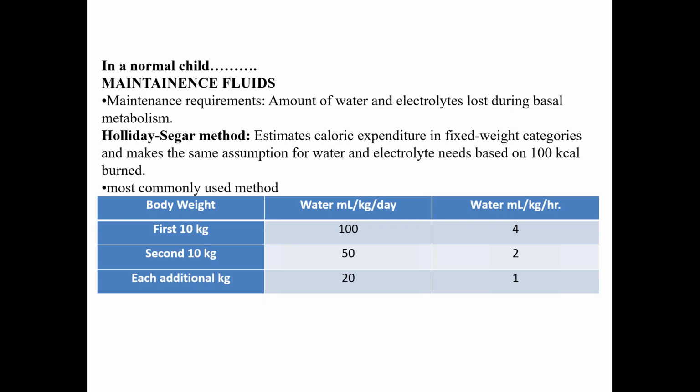Similarly, if you had a 25 kg child, for the first 10 kgs, that is 1 liter, 10 to 50 kgs, that is another 500 ml. Then for every 5 kgs, that is 5 into 20, 100 ml. So total requirement for a 25 kg child will become 1000 plus 500 plus 20 into 5, so 1600 ml. So like that, we can calculate what the fluid requirements are.